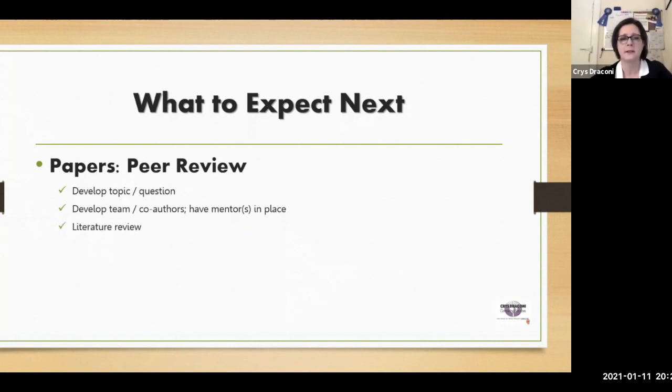The first thing you should do is a literature review. After you've figured out your topic, see what exists out there, because you don't want to put all this time and attention into something that somebody's already written about.